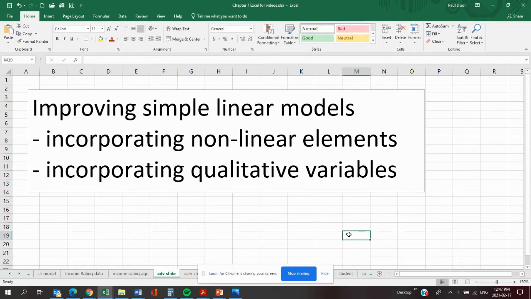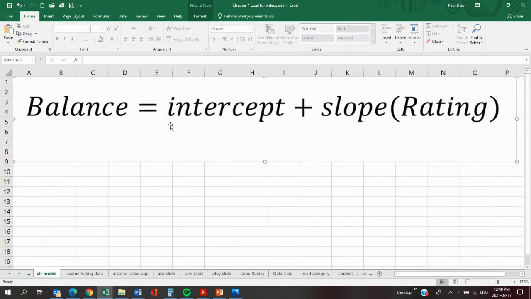So in the last video, we looked at trying to improve the models that we've been working at previously. We're trying to predict credit card balance based upon characteristics of the credit card holder, of the customer. We started with a very, very simple model, a simple linear regression, where the balance is based upon a straight line relationship between the intercept and a slope times rating. And that model didn't perform very well.